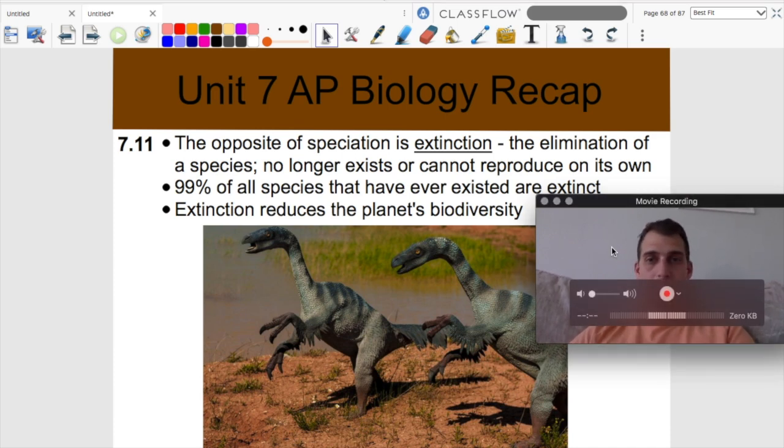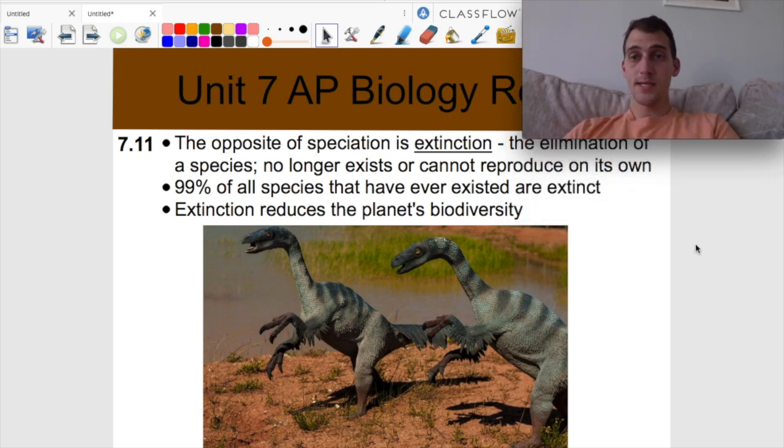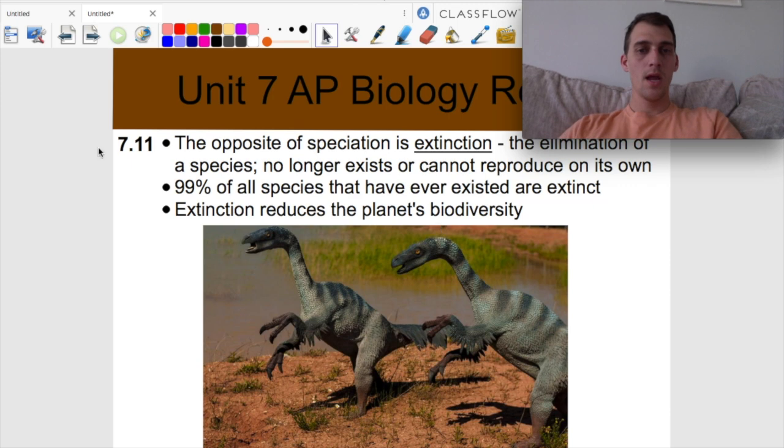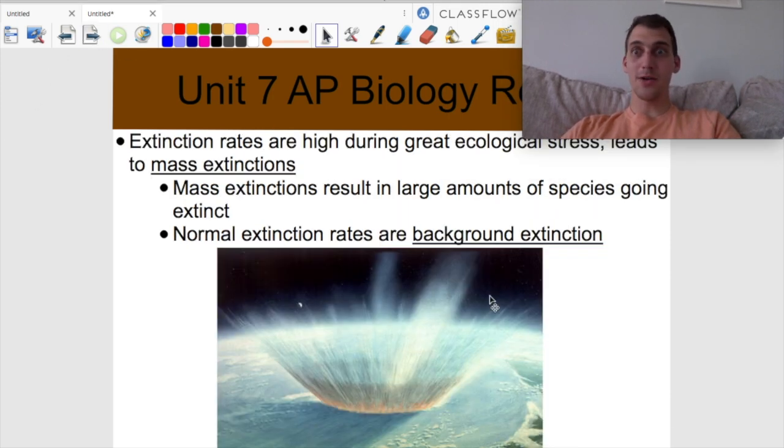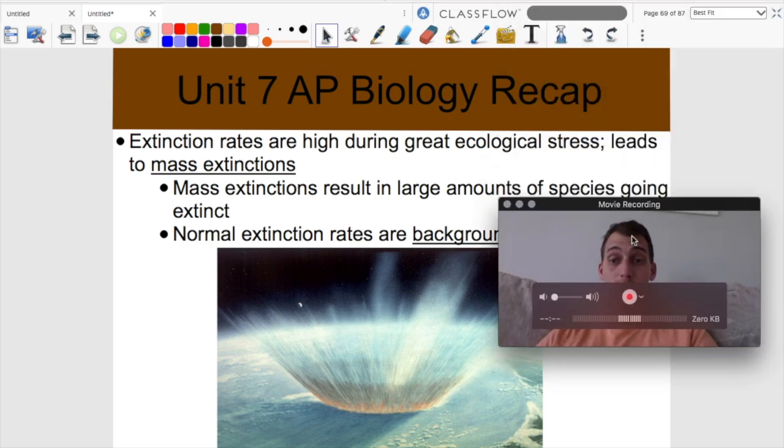And here's a fun fact: 99% of all the species that have ever lived on planet Earth are now extinct, which means all the forms of life that are around today make up only 1% of all the varieties that have lived on planet Earth, which is amazing. So extinction reduces the planet's biodiversity, the diversity of living things. So that's a pretty huge deal, and that's shaped life on Earth in a very, very big way.